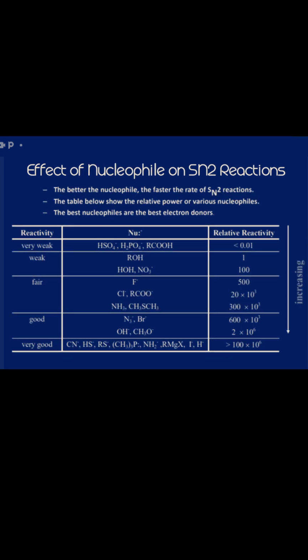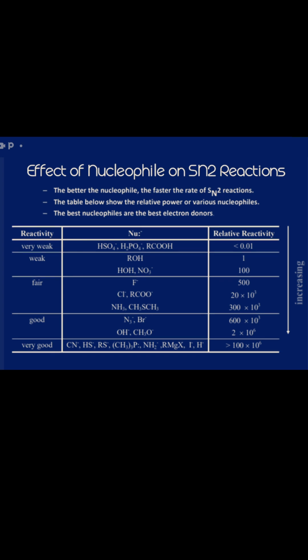Let me describe the effect of nucleophile on SN2 reaction. The point is that the better the nucleophile, the faster the rate of SN2 reaction. You know that if the nucleophile is good, the SN2 reaction will proceed by a good mechanism. We can say that the inversion product is in a major amount. That is called SN2 reaction.